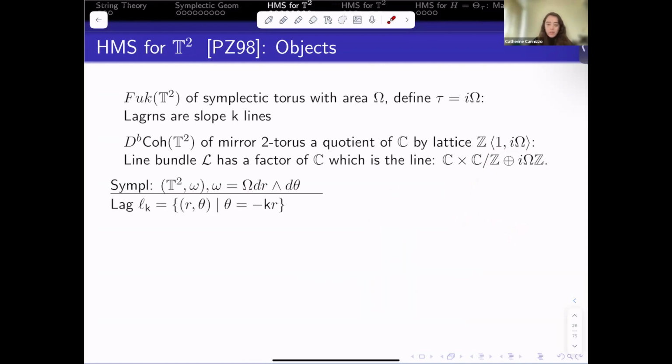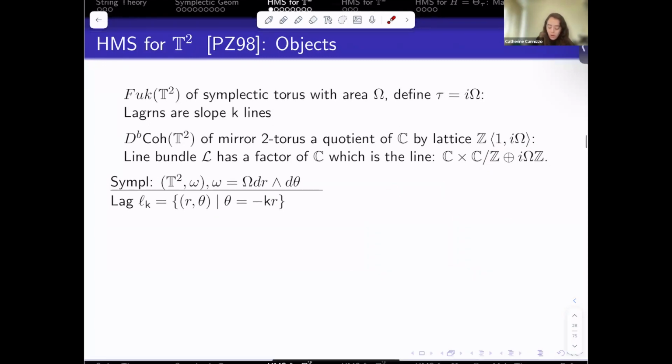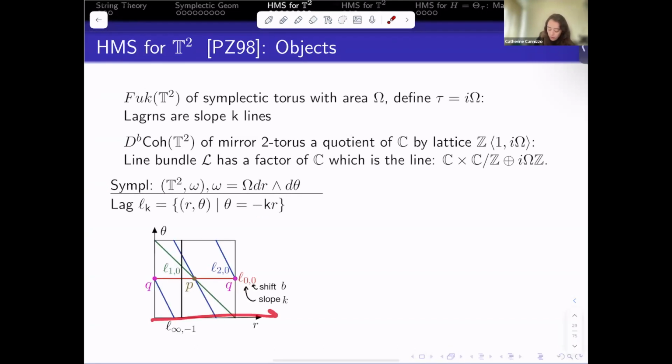So just writing this down now a bit more symbolically to keep track of the information. On the symplectic side, we have the 2 torus, we have the symplectic form, and the symplectic form means the area of the torus is omega. That's the symplectic geometry. Okay, and the Lagrangian is a slope K Lagrangian. So if this is R and this is theta, then we have this slope here.